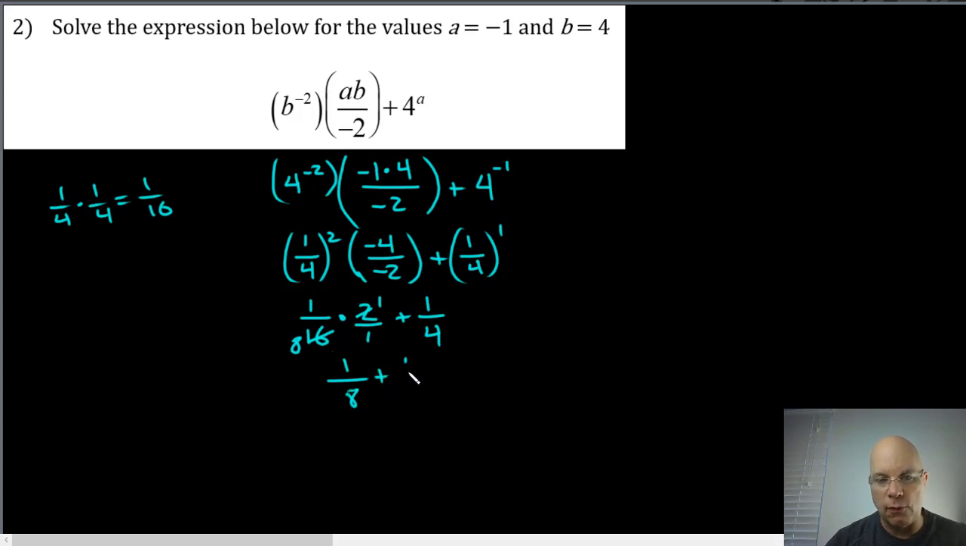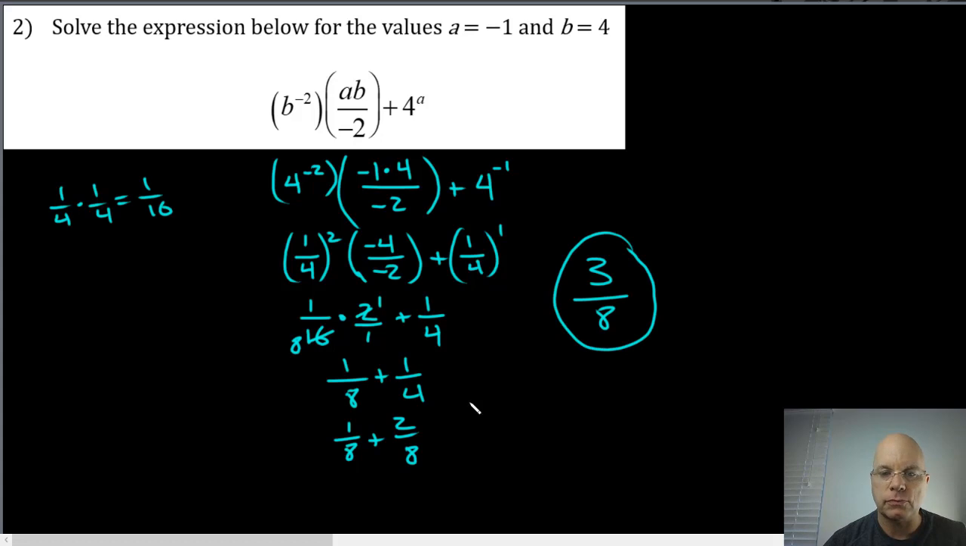1/8 plus 1/4, and I can express the fourth as eighths. So I have 1/8 plus 2/8. So the final simplified version of this will be 3/8.